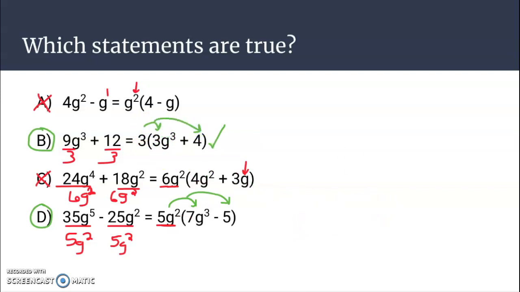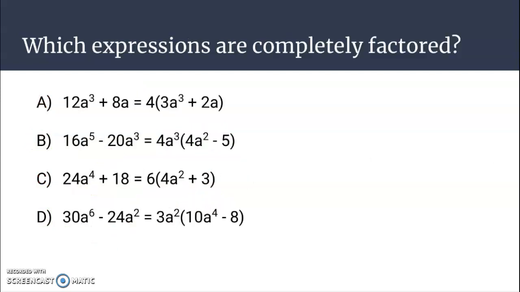Alright, let's try this scenario again. It's kind of asking which ones are true, which ones are in this case completely factored. Alright, let's go through each term. We have a 12 and an 8. Greatest common factor is a 4. We have an a to the third and an a to the first. The GCF should have included an a. There's no a here. That makes the first choice incorrect.